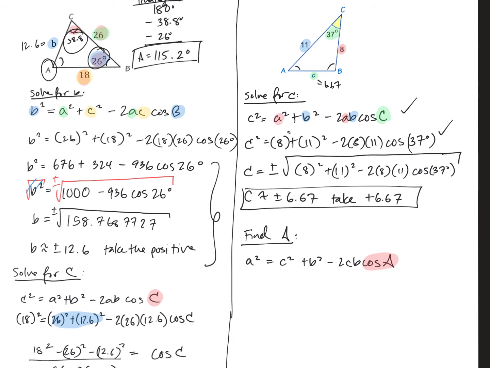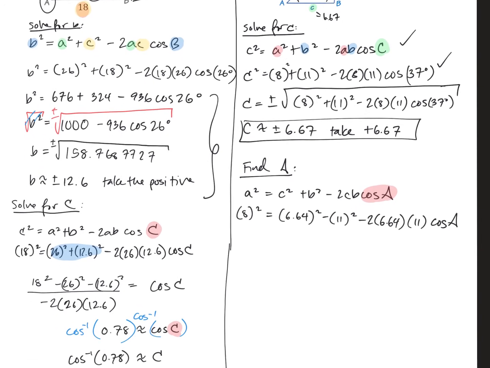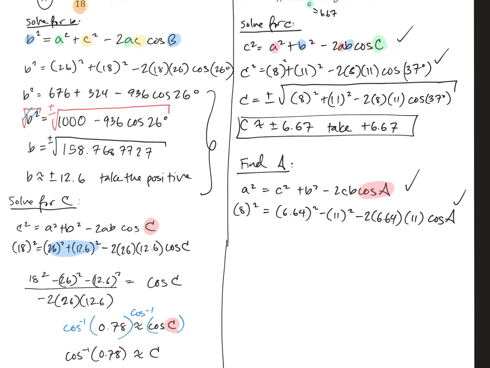So let's plug in the values we have. We'll have 8 squared equals 6.64 squared plus 11 squared minus 2 times 6.64 times 11, and then cosine of A, which we're solving for. Okay, so once again, showing this step, showing the inputs, and then if you just calculate it out after this point, that's fine. So when we calculate that out after subtracting everything, we'll get 0.6916 is approximately cosine of A.